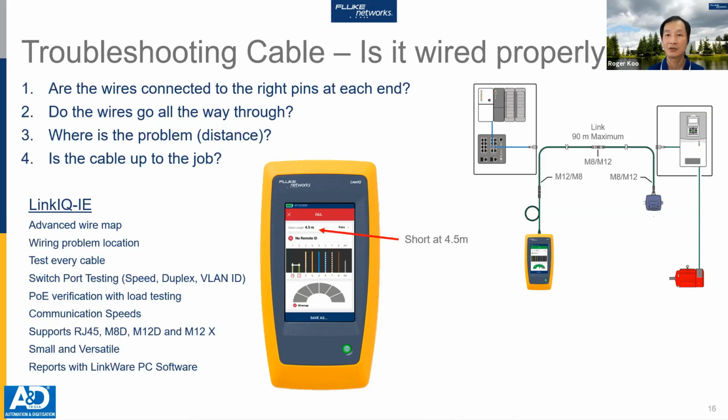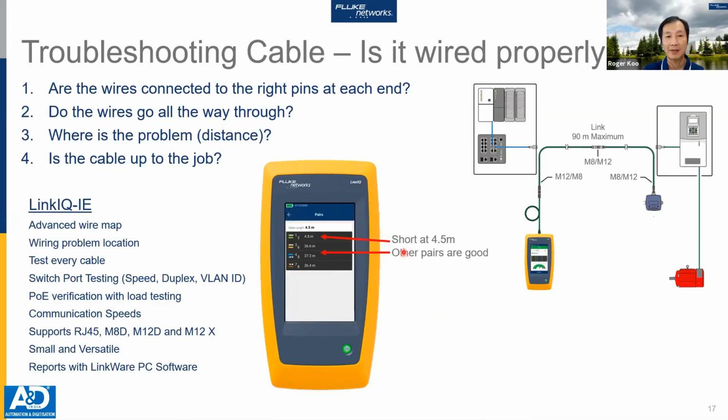Here we can see that the LinkIQ is indicating pair 1,2 shorted at 4.5 meters away from itself. If you look at the diagram top right of this link, we would have to suspect that this M12 connection closest to the tester is the likely culprit for the failure. So if you tap the pairs and we get into a deeper look, this confirms that the problem is that first cabling segment. You can see that the other 3 pairs all go up to the far end termination.